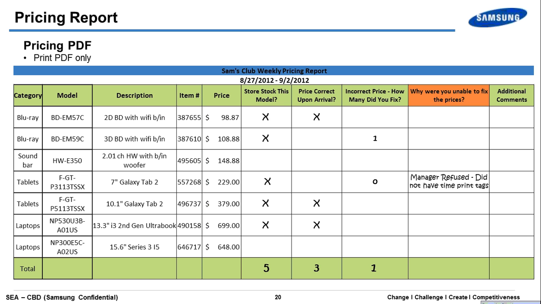So I have to then leave a description over there to the side why I was unable to correct the price. And you just simply keep working that all the way down till you get to the bottom. When you get to the bottom, you total those columns up. So 5, 3, and 1 are the numbers that you would enter into sales track when it asks about the pricing. So I think that's very, very simple, straightforward.